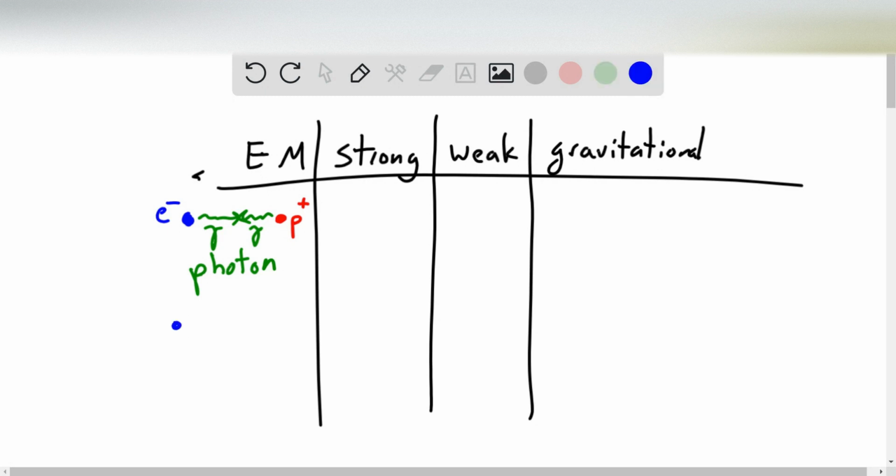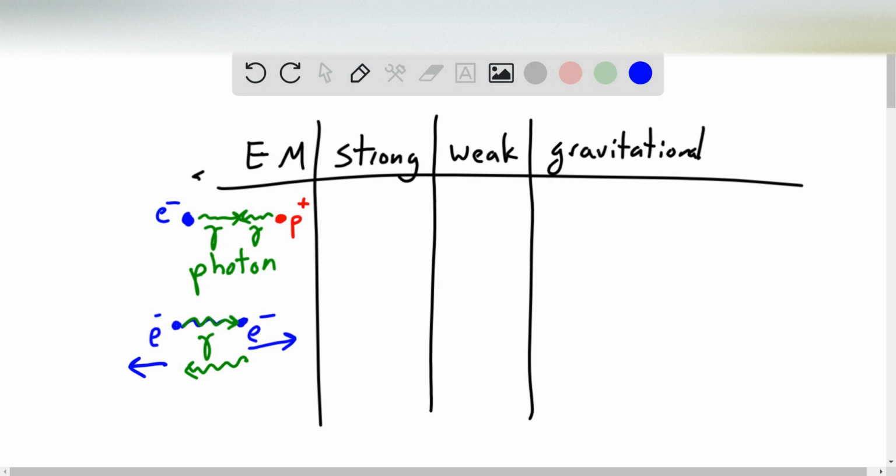Two electrons, for instance, would repel each other because one of them emits a photon. Let me draw that in. One of them emits a photon, which is then absorbed by the other electron, and that electron recoils as it emits a photon of its own, forcing this electron to recoil in the opposite direction.